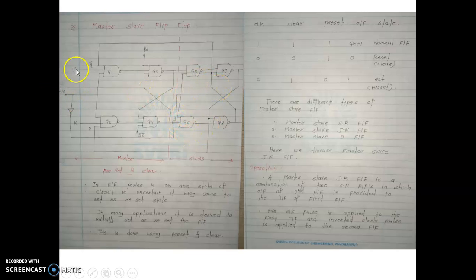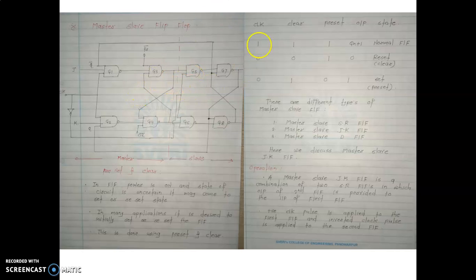So in the first case, if the clock pulse is 1, the master flip-flop will be enabled and the slave flip-flop will be disabled. Whatever input we provide to the master flip-flop, the same output we get at the output of the master flip-flop. As the second slave flip-flop is disabled, the toggling effect is removed. Whatever input is provided to the master flip-flop, that same output we achieve at the end.